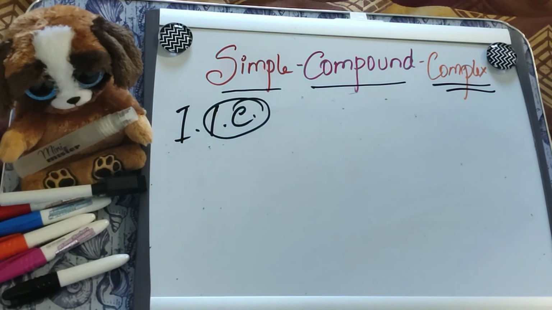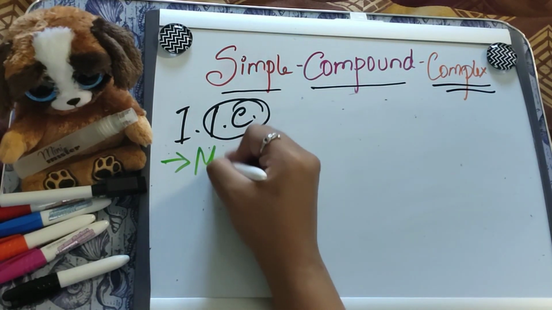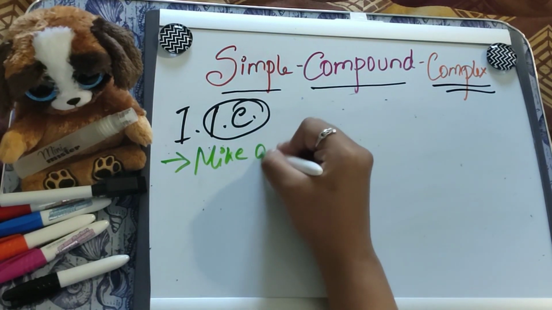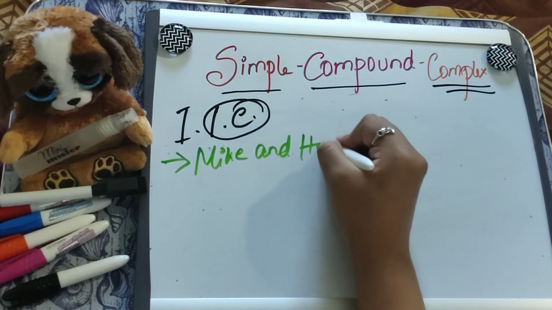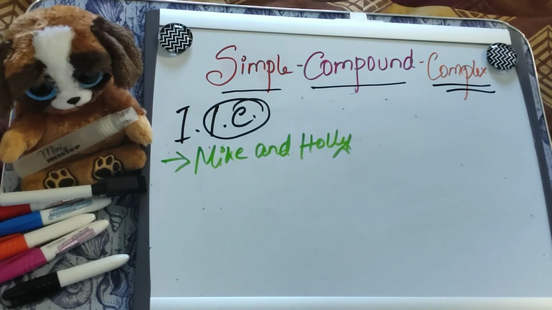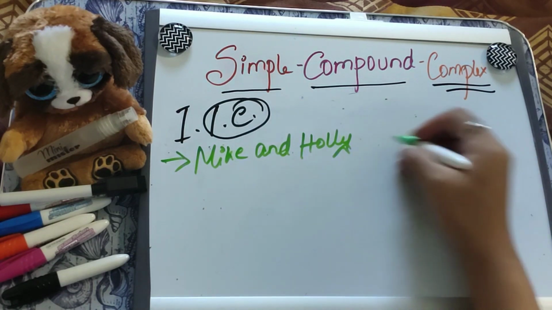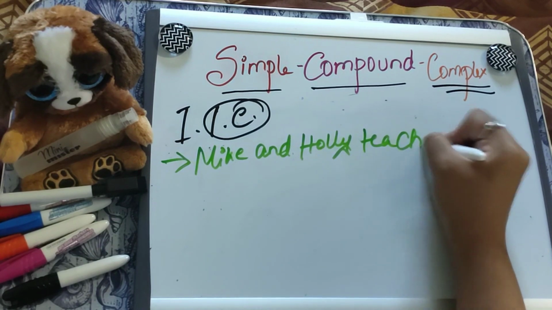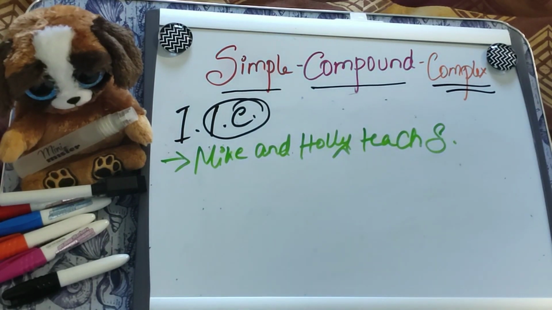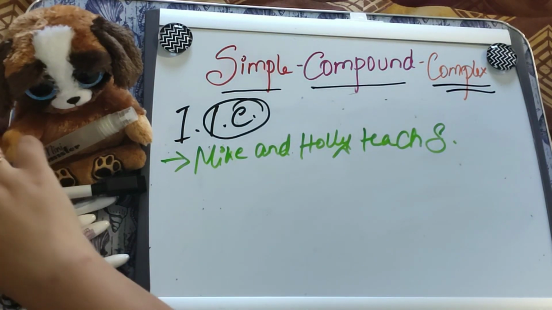Let's try to think about another example. We already saw three examples. Can there be a fourth one? Yes, there can be a fourth one. The fourth one can be Mike and Holly. I'm just joining two names. Mike and Holly teach swimming.